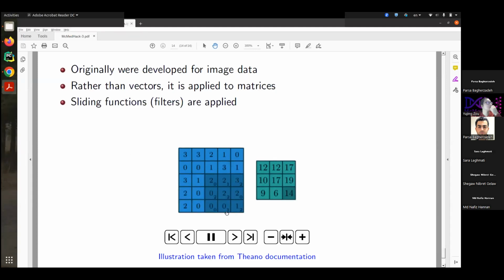This illustration is taken from Theano documentation, which was a very popular library developed by the University of Montreal. So that basically concludes my talk. Eugene, you go ahead if you wanted to take it from here.